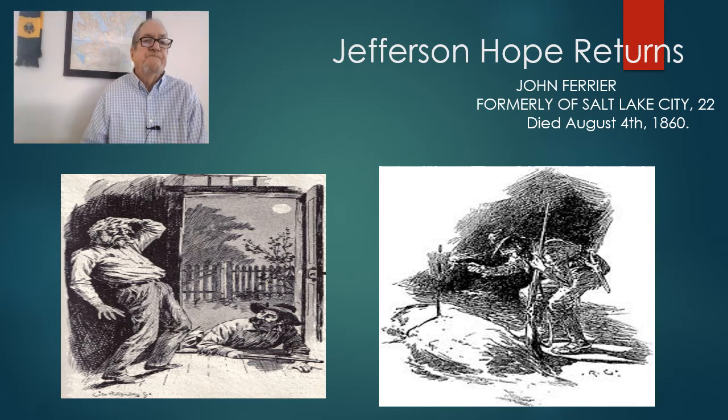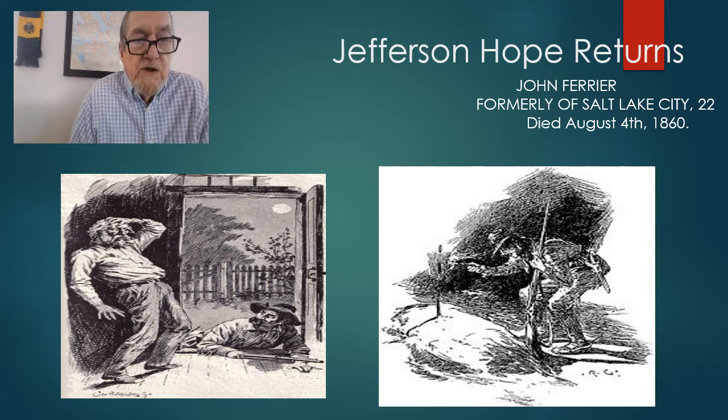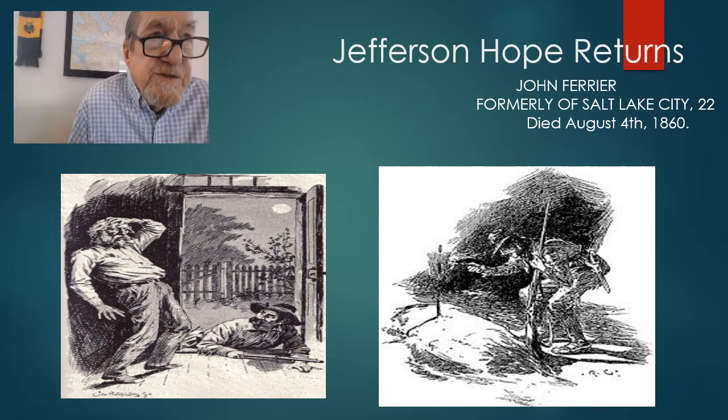Okay, so now we know that John Ferrier was killed, but there's no sign of Lucy, the horses, or anything else. Jefferson Hope returns to Salt Lake City, and he runs into a man that he knows, a Mormon named Cowper, and they had done business together before. And Cowper informs Jefferson Hope that Lucy had been married off to young Drebber, and that Stangerson was the one who shot her father. Lucy dies within a month. Jefferson Hope hears about this.